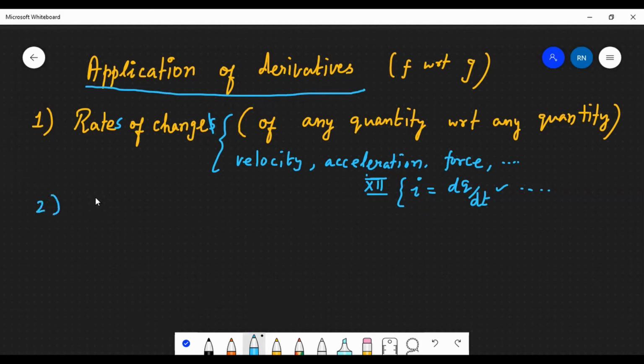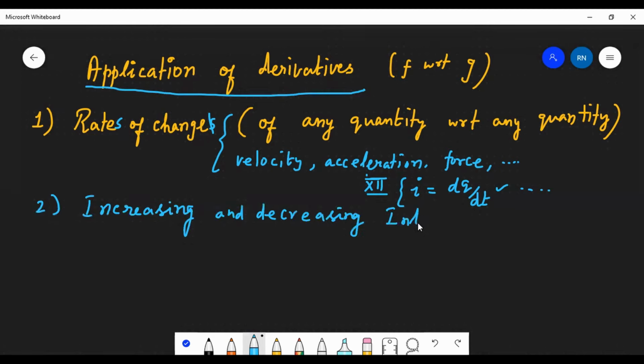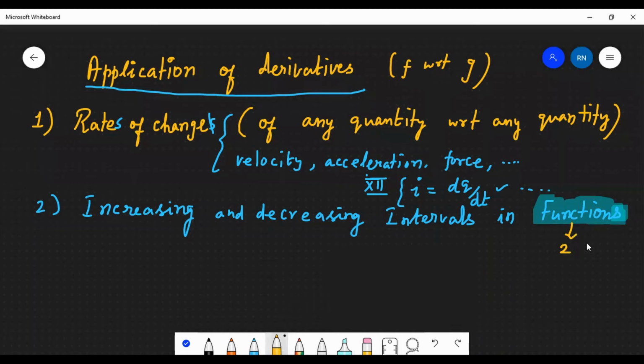The second one is purely mathematical. It is called increasing and decreasing intervals. So that is the second application: increasing and decreasing intervals in various functions. Can anybody recall how many different functions I used to tell you? Right from chapter 5, continuity, the 21 basic functions.